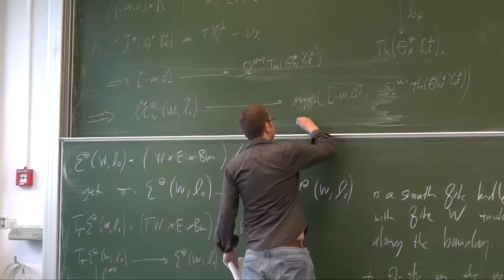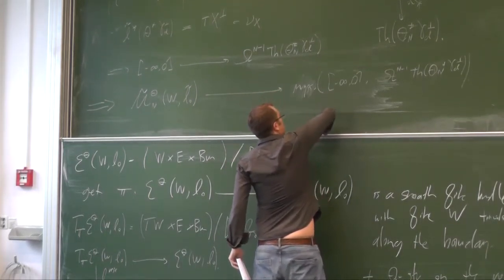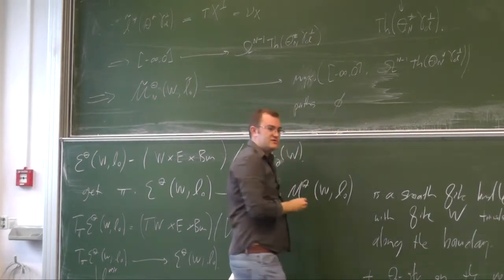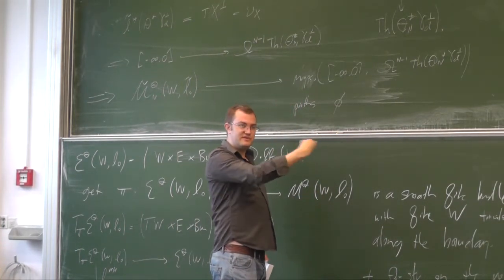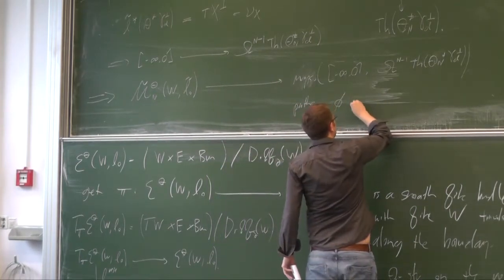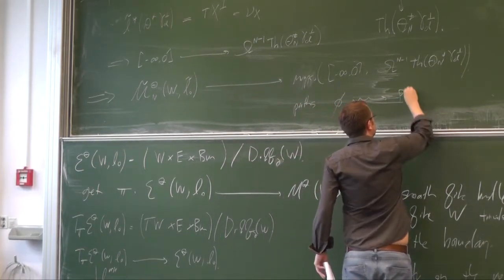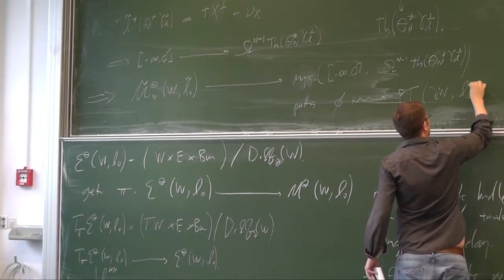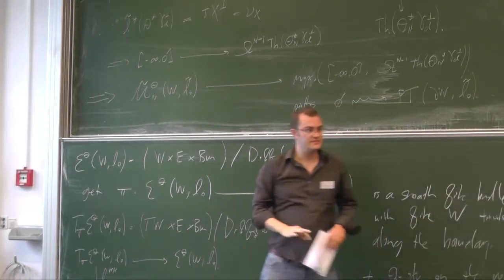So these are the paths from the empty manifold, as it were, or rather the Pontryagin-Thom map of the empty manifold, which is the base point over here, to the Pontryagin-Thom map of the boundary of W with its physical structure. Okay?